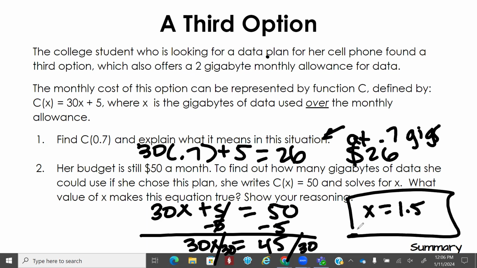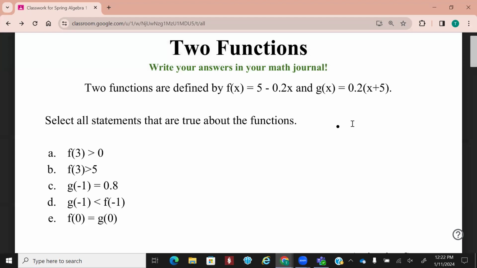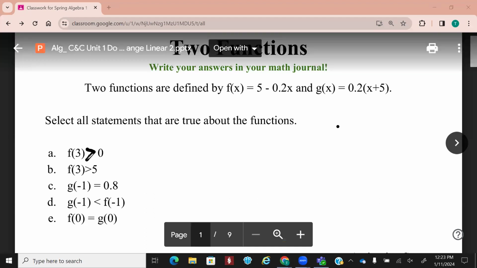All right. So on here, we've got two different equations, right? And it says select all the statements that are true about the function. Okay. So it says f of 3 is greater than 0. Okay, this is greater than. Remember, the alligator mouth, this is the bigger number, right? We're trying to see if these statements are true. If it's true, that means it's correct. If it's false, it means it doesn't work.